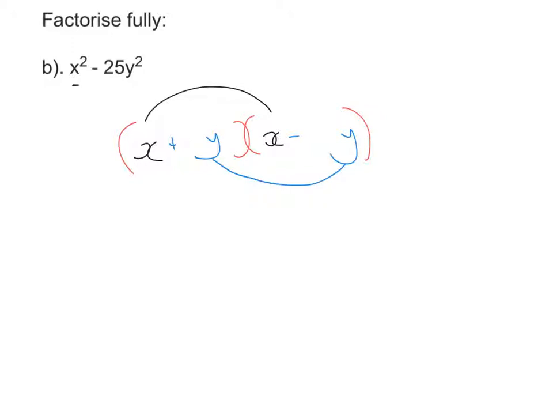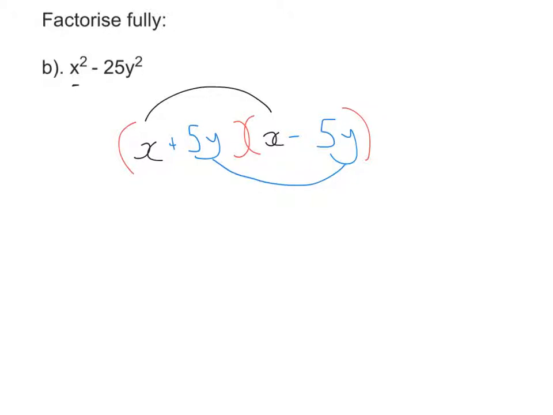But I have to figure out a number to get the 25. Now, it could be 25 and 1, because 25 times 1 is 25. But with these questions, as you notice, they're all square numbers, so they all can be square rooted. So the square root of 25 is 5, and that's my answer.